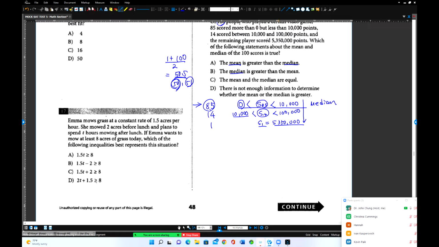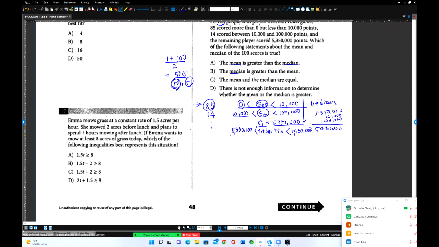The one person is 535,000. Adding 10,000 plus 535,000 and so on, that is 5,360,000. This is the sum of the 1 person plus the 85 plus all together 100 people between these numbers, 10,000 to 100,000. The total is how much? 5,460,000. Okay.